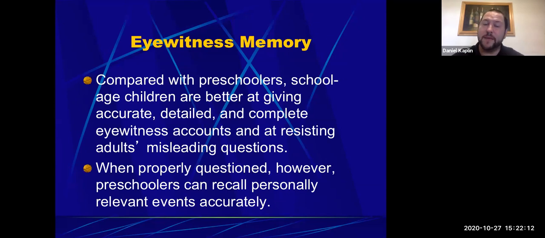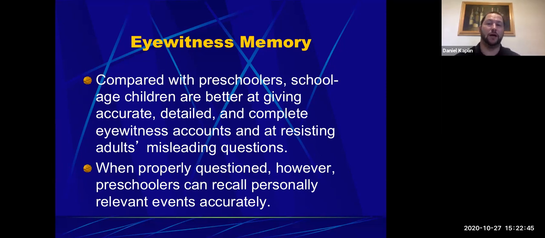Now, eyewitness memory, we know that eyewitness memory is problematic. And in fact, in forensic psychology, we know that about 4% of people are in jail inappropriately based on eyewitness testimony. 4%, if you do the math, that's 1 out of every 25 people in jail are there due to some kind of eyewitness testimony that we eventually discover is not accurate, right?